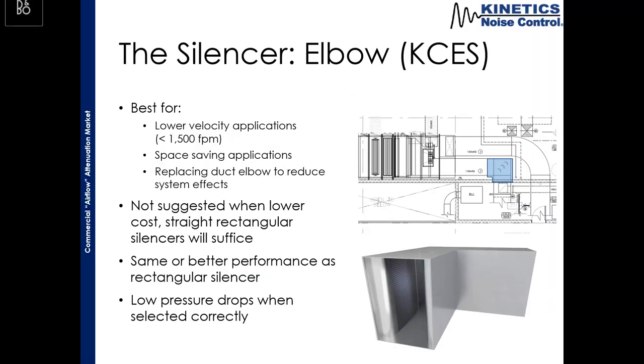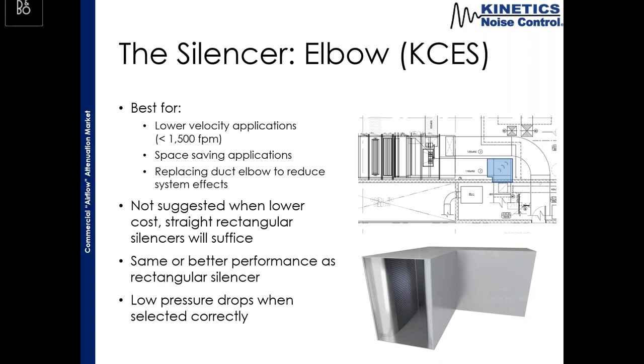Next, we have an elbow silencer. So we generally suggest these when a rectangular silencer just won't work, usually due to a space constraint or a poor system effect condition. You can see the image on the right there. We don't really have a lot of room in that mechanical room to put a rectangular silencer. So this is an application where an elbow silencer really works, because generally we can get the same or better performance with an elbow silencer versus a rectangular. We just have to make some considerations for the pressure drop.